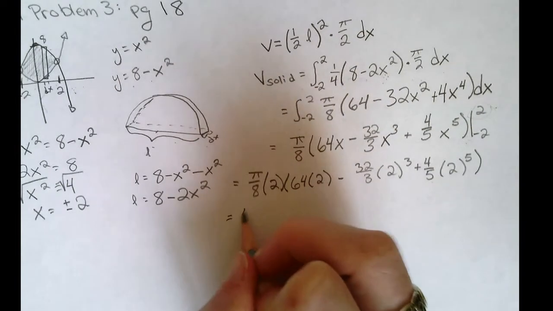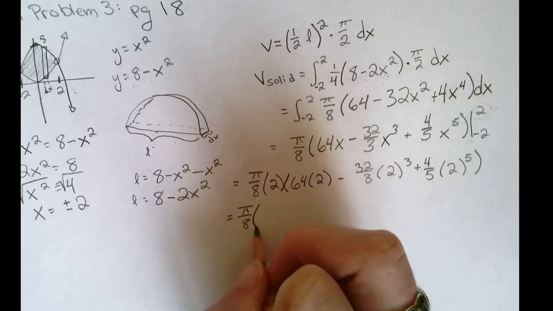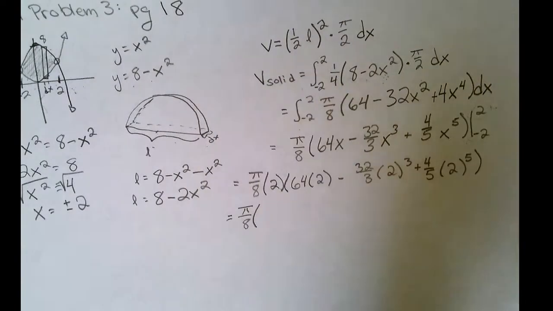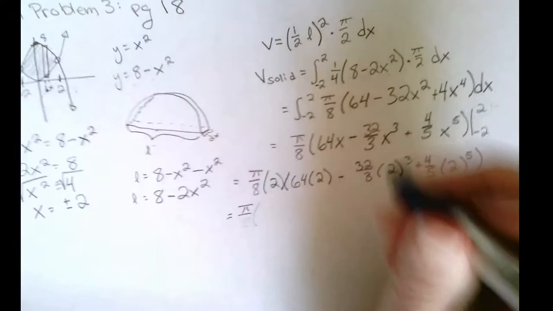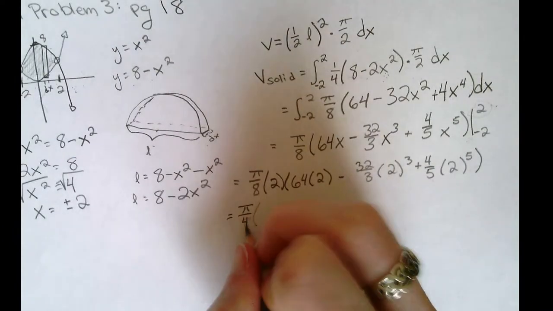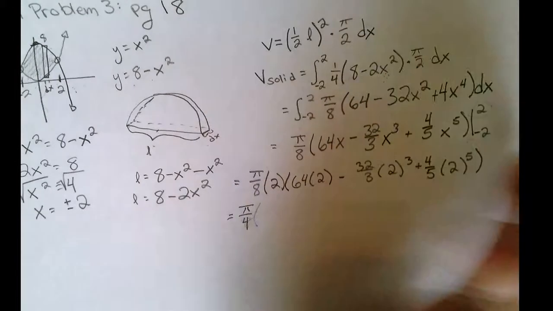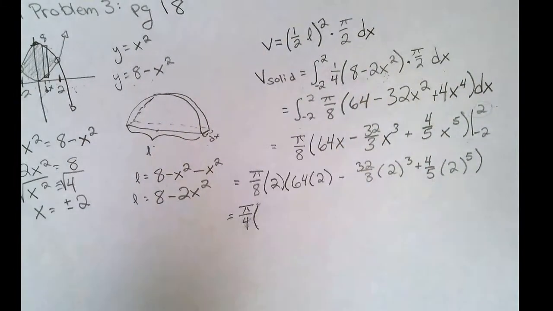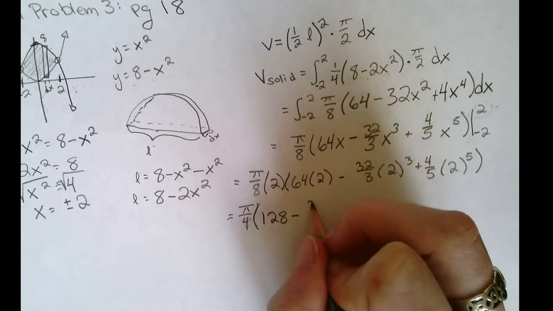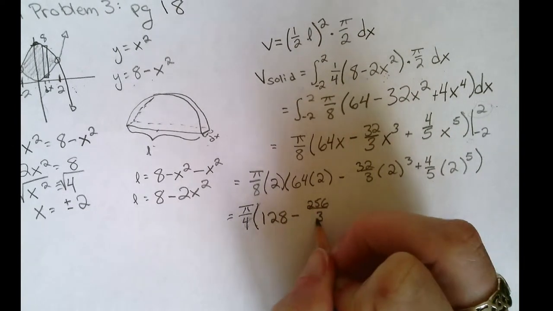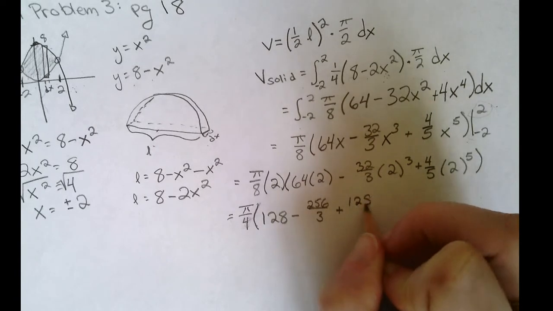So here we have our pi over 8. That's going to be multiplied by 2. Oh, sorry, I forgot to combine these. So it's going to be a pi over 4, because those will cancel one of those 2's out. Multiplied by, we're going to have a 128 minus a 256 over 3 plus a 128 over 5.